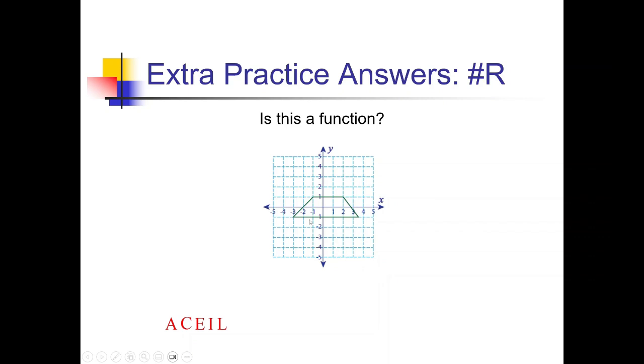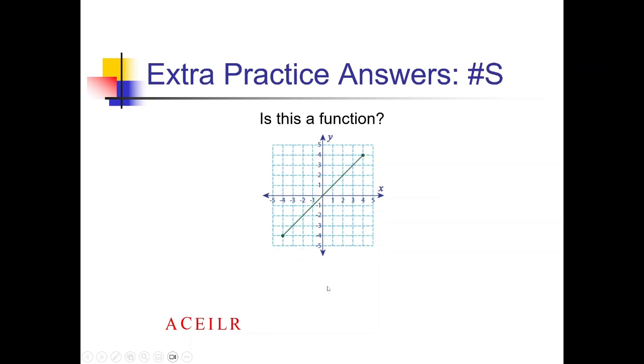For question R, we have this nice little trapezoid going on. This fails the vertical line test in many spots. We can touch it twice all over the place. So this is not a function, and we record letter R. For question S, we've got another slanted line. Just like all the other slanted lines, this one passes the vertical line test, so this is a function.